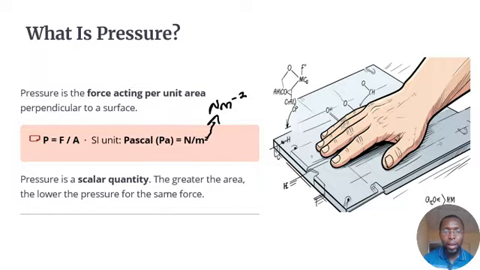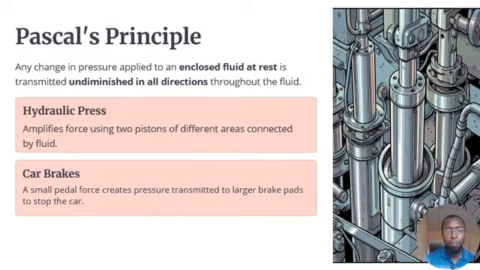And lastly, pressure is a scalar quantity, meaning that it has magnitude but no direction. But it also means that it can never be negative. Anything that is scalar can only be what? Positive. All right. So let's move on to the principle that guides pressure in a liquid.